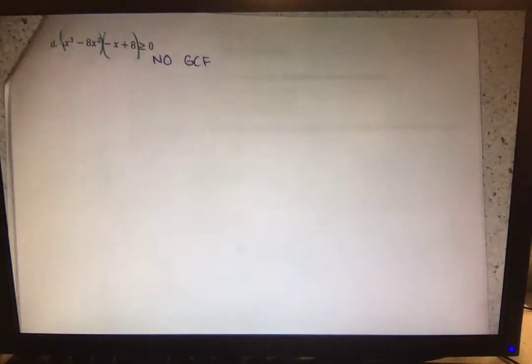So there's 4 terms already, so let's go ahead and factor by grouping. So grouping the first 2, grouping the last 2. I'm getting a little too excited. I just ripped my paper.